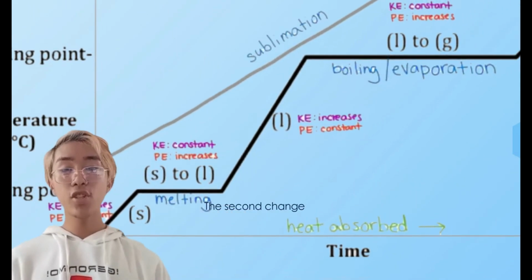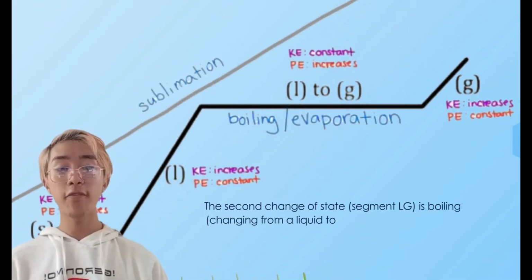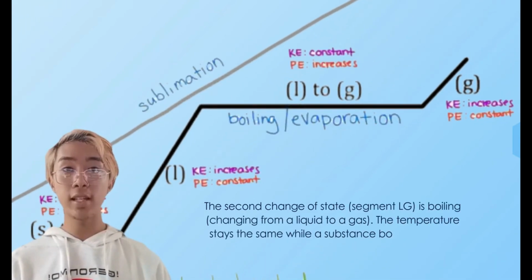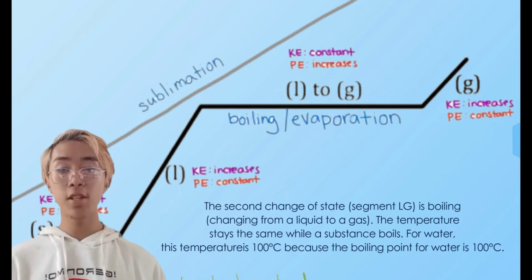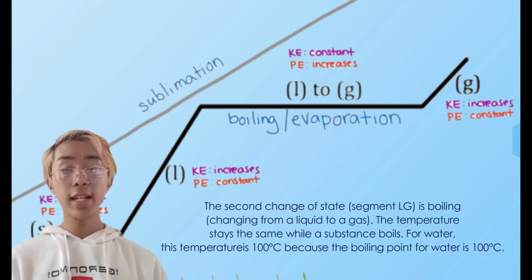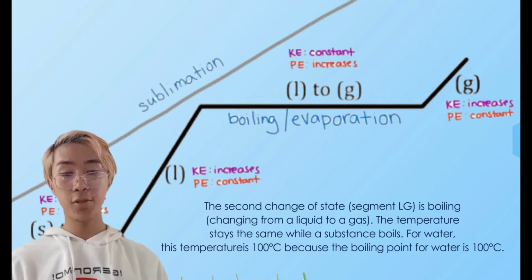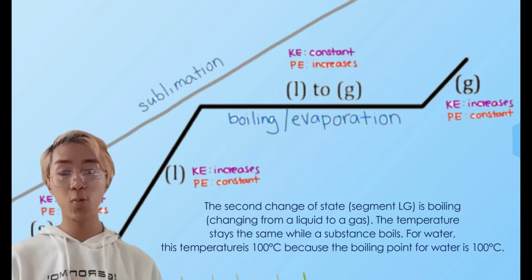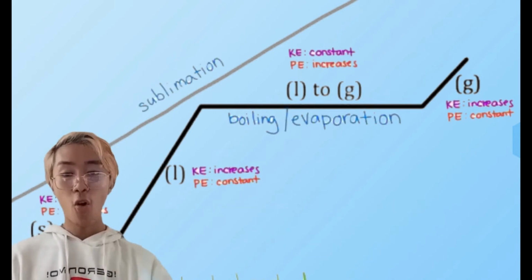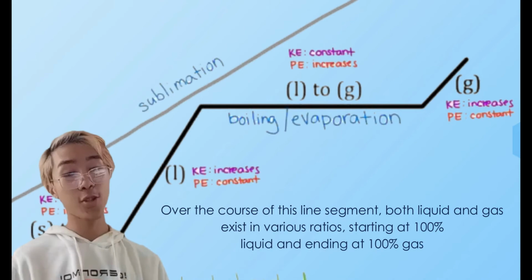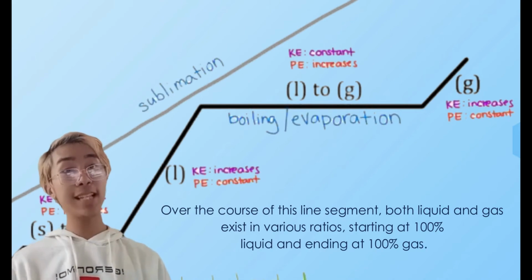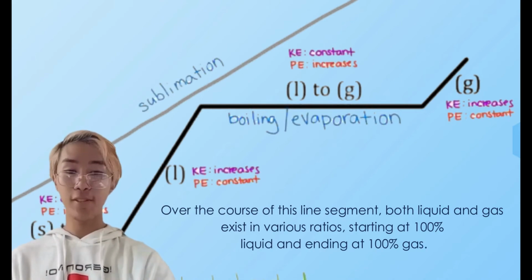The second change of state is boiling, where liquid changes to gas. The temperature stays the same while a substance boils. And for water, this temperature is 100 degrees Celsius because the boiling point for water is 100 degrees Celsius as well. Over the course of this line segment, both liquid and gas exist in various ratios, starting at 100% liquid and ending at 100% gas.